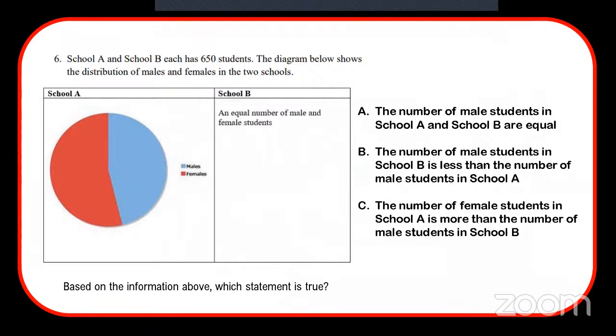Is that true or is that false? Tell me true or false in the chat. Just type true or false if the number of male students in school A and school B are equal. Let me see if that is true or false. We're taking it one step at a time. Some of you, yes, know the answer. But tell me, is A true or false?